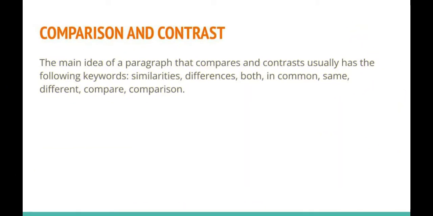Let's move on to comparison and contrast. In a paragraph that is developed in this pattern, the author discusses similarities and or differences among ideas, theories, concepts, objects, or persons. The main idea for a paragraph that compares and contrasts usually has keywords such as similarities, differences, both, in common, same, different, and compare.